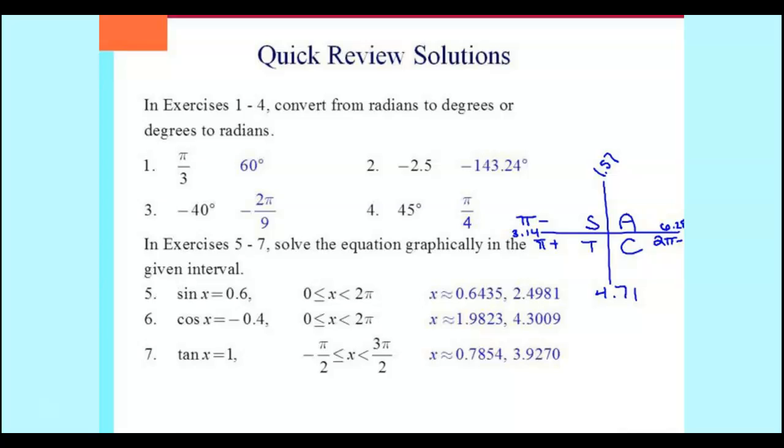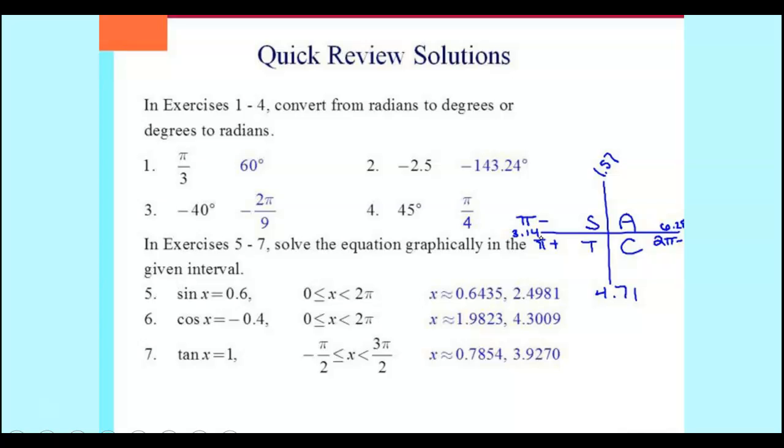What I also want you to notice is I put over here the All Students Take Calc again, but this time I have decimal numbers. When I typed pi divided by 3 on my calculator, I got 1.04. That tells me that radian is in quadrant 1, because the radian values from quadrant 1 are 0 to 1.57. That 1.57 is pi divided by 2. Here on the 180 line, it's 3.14 because that's pi. Down here, it's 4.71 because that's 3 pi halves.